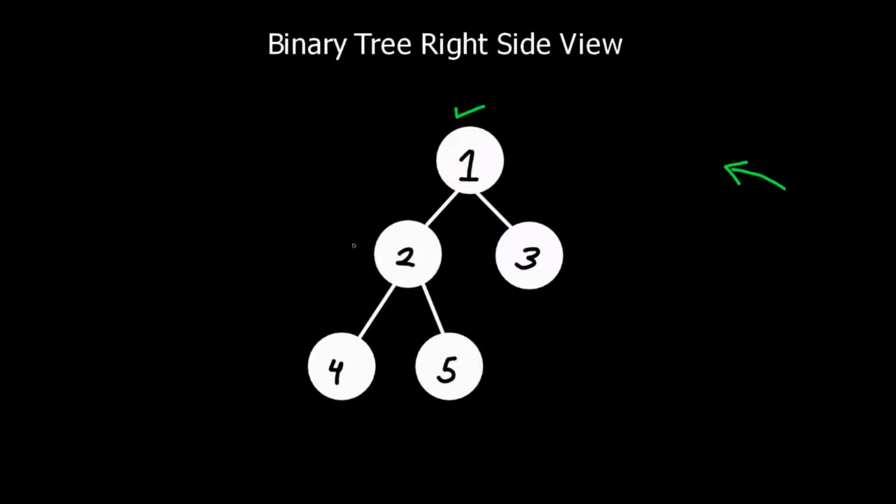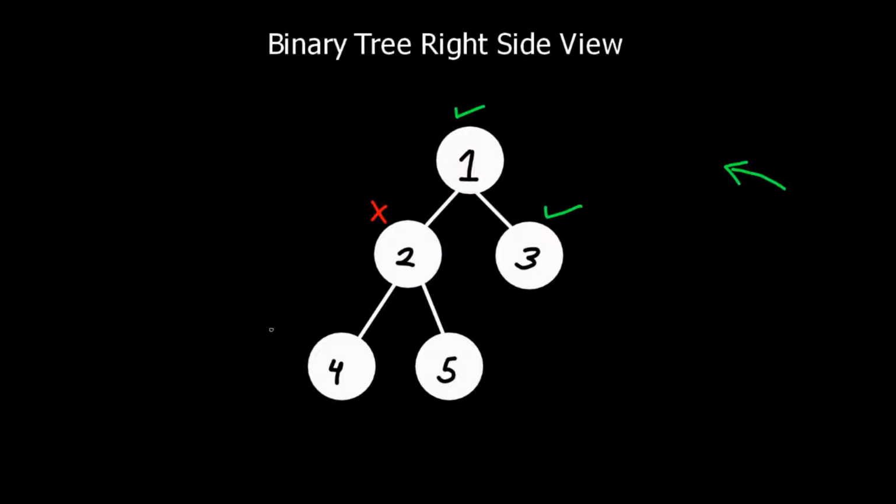Now, will this node 2 be visible or not? The answer is no, this won't be visible. The reason is that this node 3 is actually going to obstruct the view of this node 2. So this node won't be visible. Next, let us come to this node. Is this node going to be visible? The answer is yes, because there is no more node on the right side of this node.